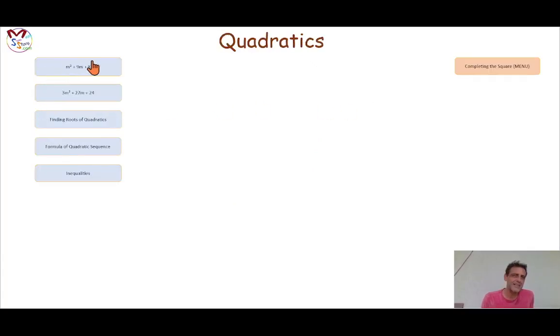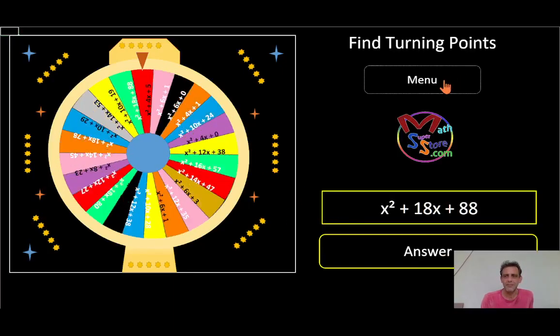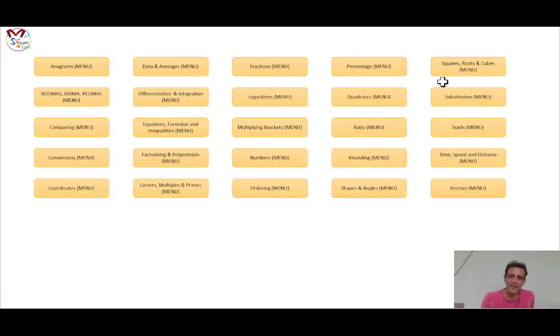So we've got quadratics next. So these are the quadratic questions we've got, and finding roots of quadratics, formula of quadratic sequences, and inequalities. And we've got completing the square here. There's a sub-menu: no coefficient, with a coefficient, with negative coefficient, mix all and find the turning points. So we can find the turning points, and we can quickly go back to the menu, get through some more of these.